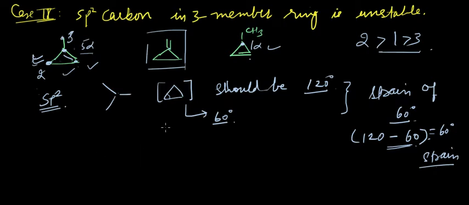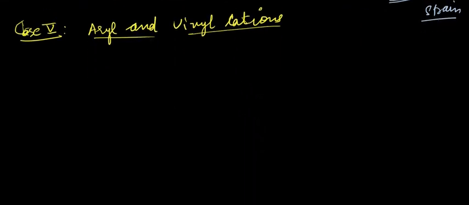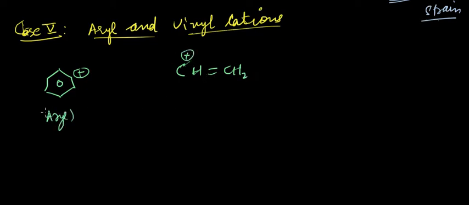Okay, so now we look into case 5 regarding aryl and vinyl cations. Case 5, aryl and vinyl cations. Okay, so what is an aryl cation? An aryl cation is nothing but this, a ring having a positive charge on one of the carbon atoms, and this is a vinyl cation. This is aryl, this is vinyl.